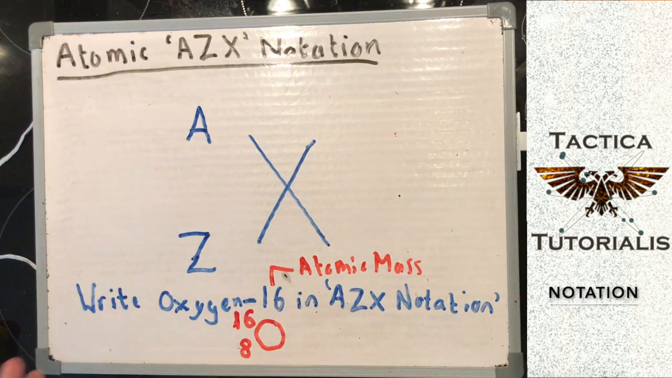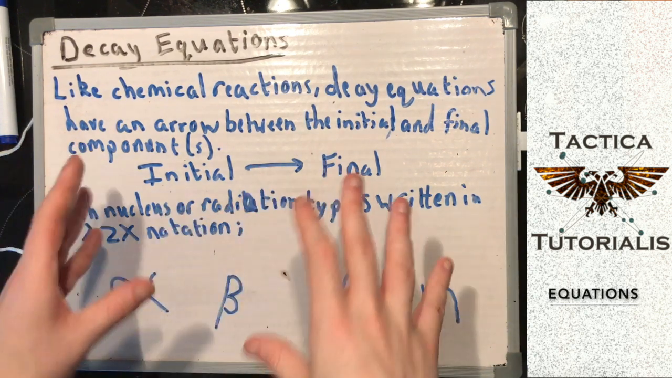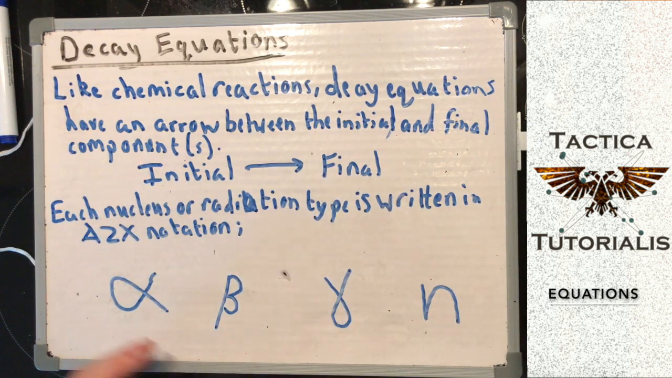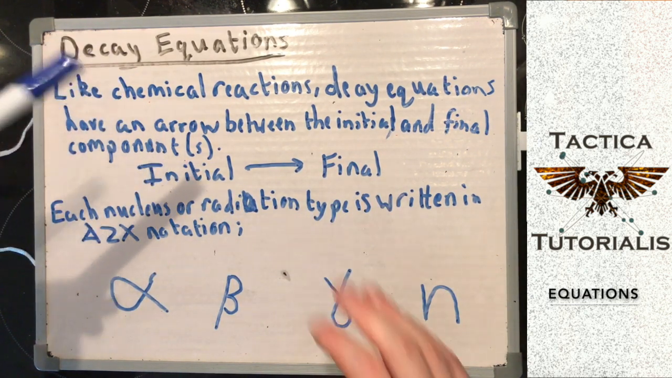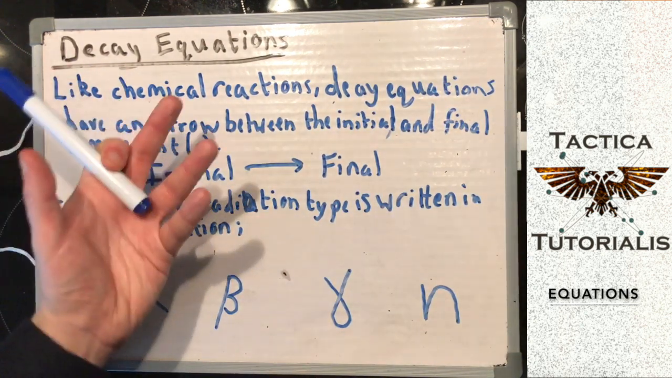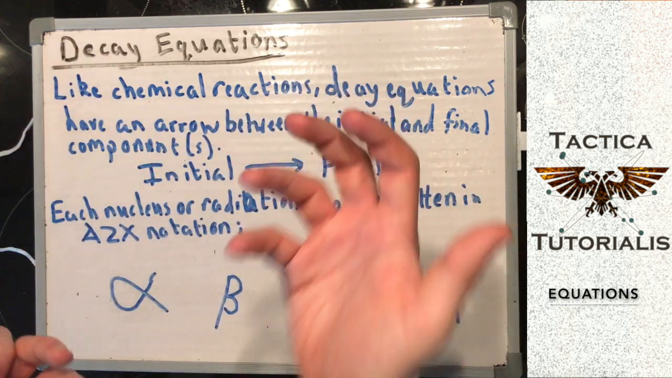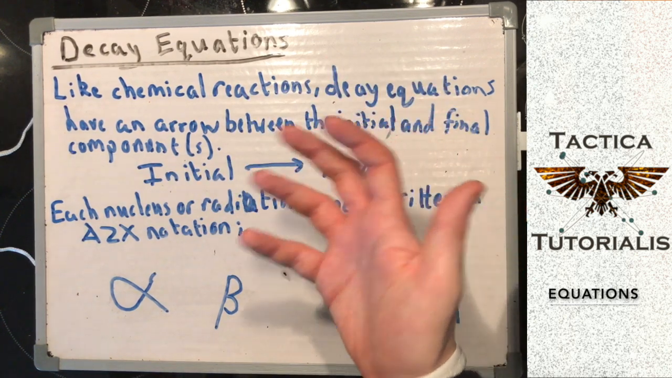You're going to get very used to it very quickly, because I'm going to use it a lot. But now we're going to go over and talk about the various types of decay equations and the maths involved. Much like chemical reactions, there's a bit of logistics that goes into forming a decay equation. So these are the key notes that I think you would need to take down. So like a chemical reaction, decay equations have an arrow that connects what you start with, the initial components, to what you have at the end, the final components.